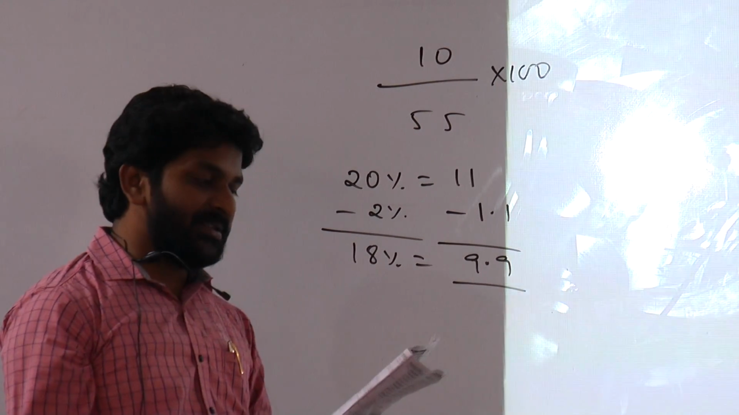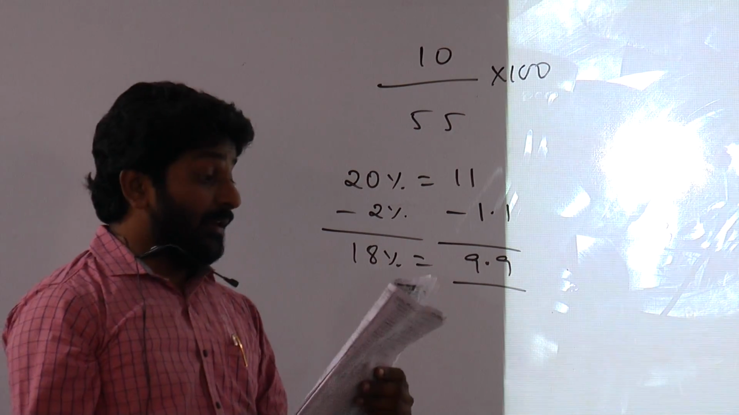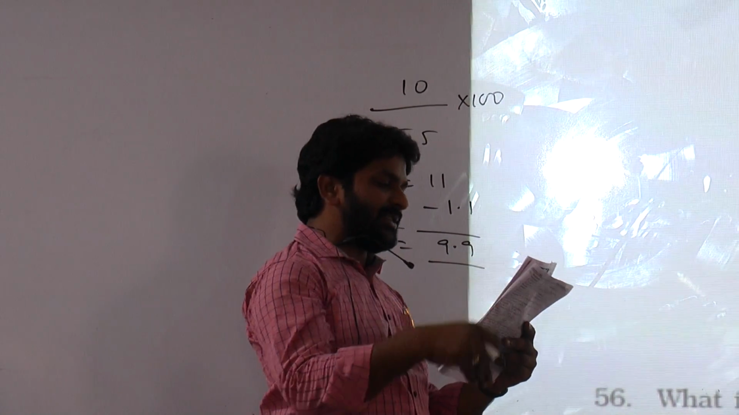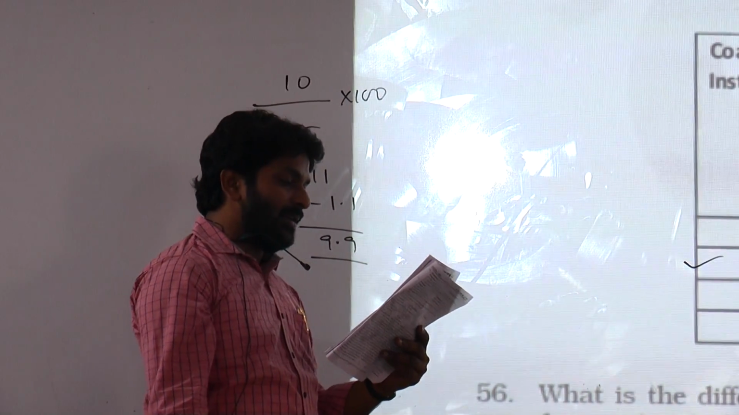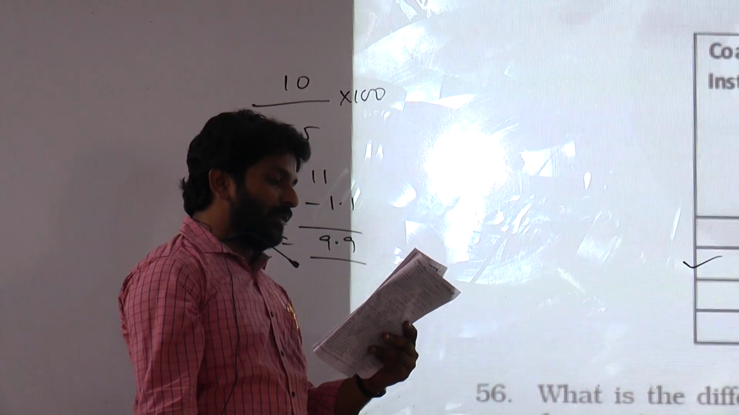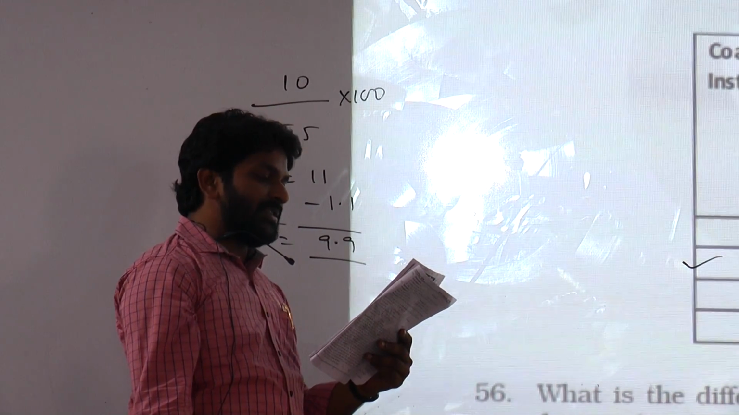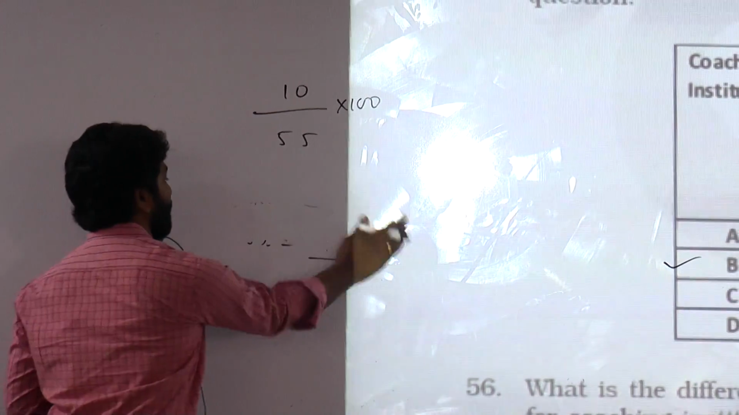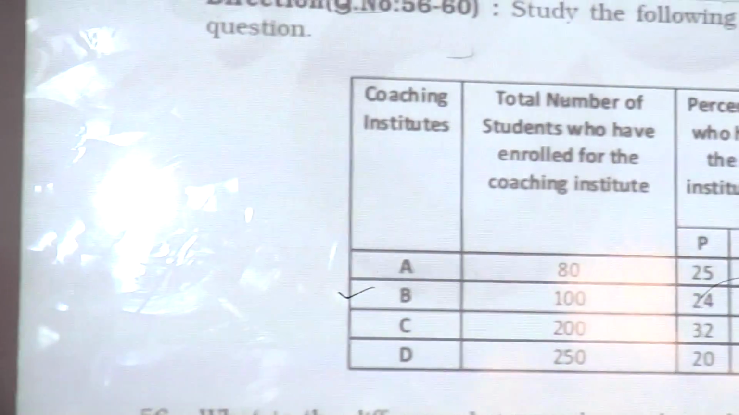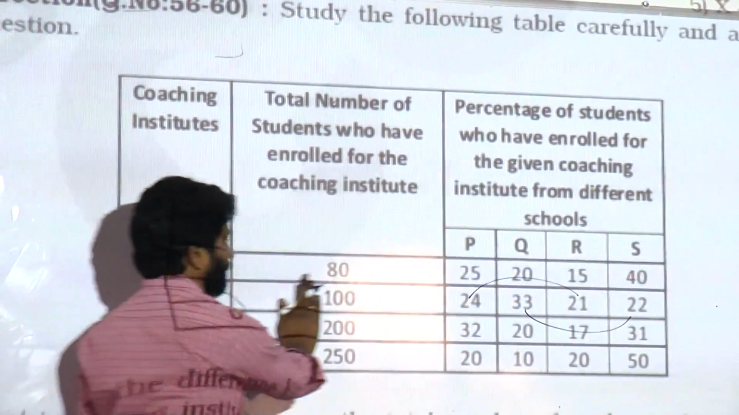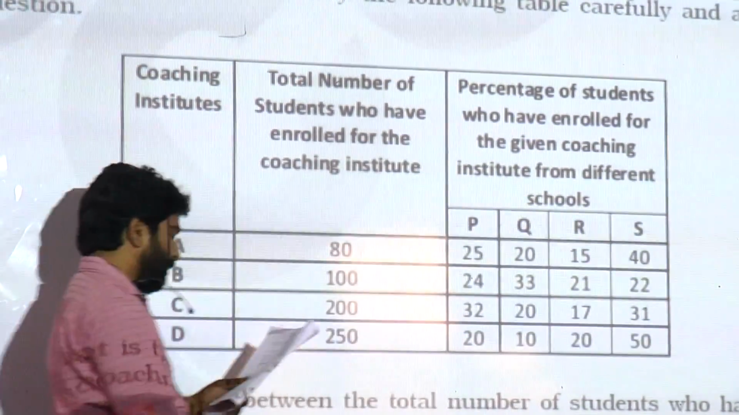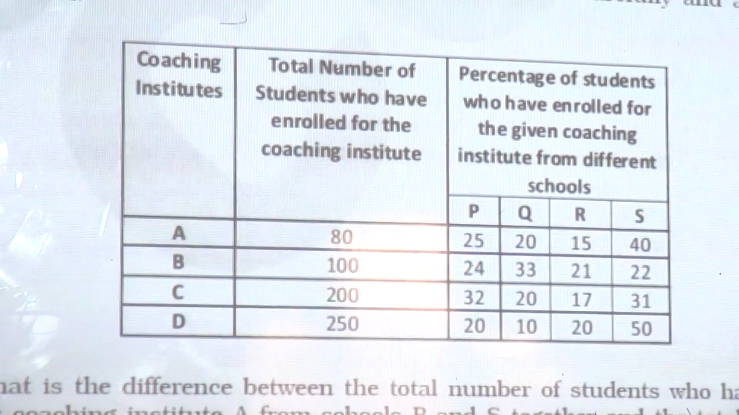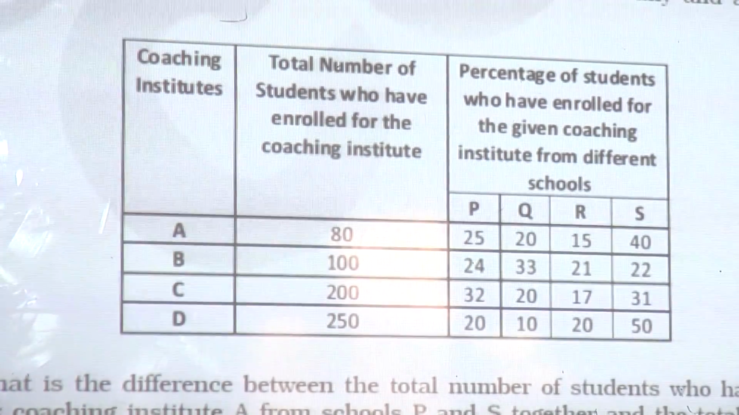Okay? Next. 60. What is the respective ratio between the total number of students who have enrolled for coaching institute A and C together from school P and the total number of students who have enrolled for the same coaching institutes together from school Q? This is for P and Q. P and Q. A and C. Numerator is for P and then denominator is for Q. A and C, right?